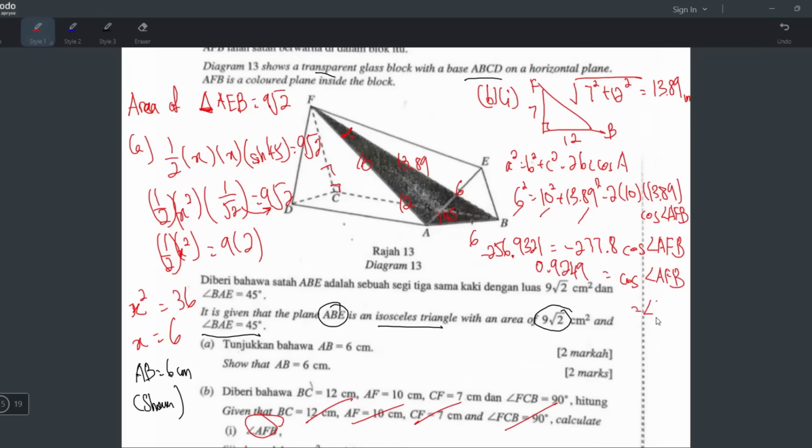And then I will just shift cos everything, and you will get 22 degree 21 minutes. I usually write in degree minutes. If you want to write in decimal, can also, up to you. So this is the answer.